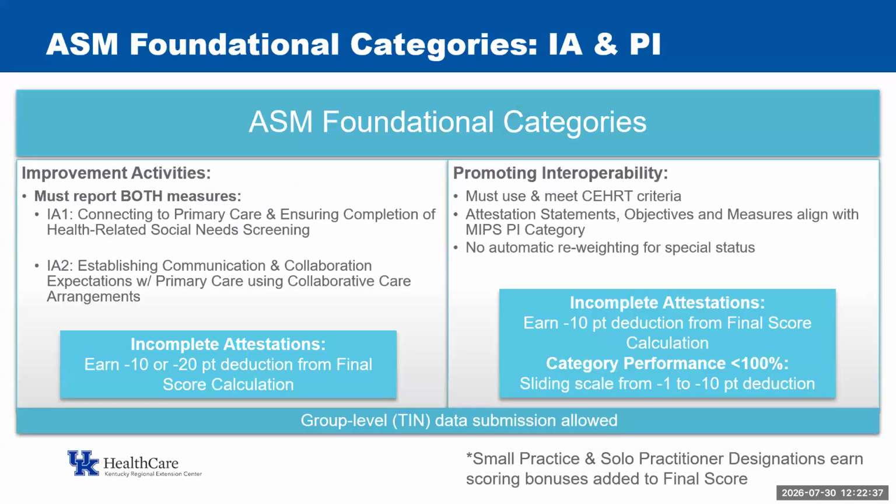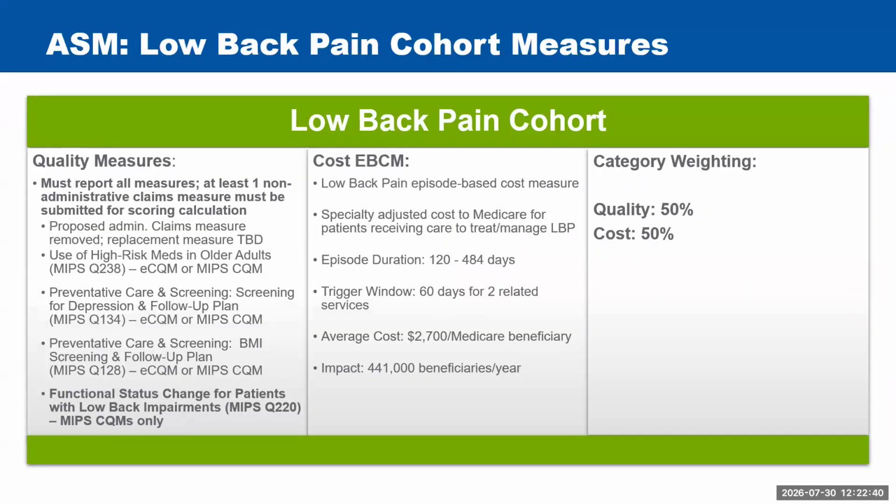There's also not an administrative claims measure attached to this cohort just yet. There is likely going to be one proposed in this rulemaking cycle, but that is still up in the air and to be determined. The cost measure here is the low back pain episode-based cost measure. This is a specially adjusted cost that evaluates the cost of care to treat and manage low back pain. The episode duration is 120 to 484 days with a trigger window of 60 days for two related services. The average cost per Medicare beneficiary is $2,700 with an impact of around 441 beneficiaries per year.